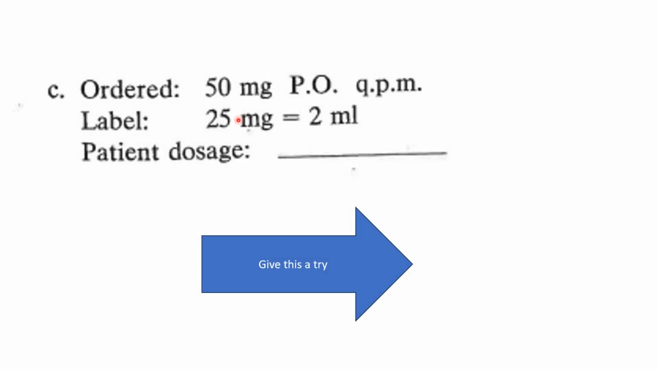Here's another example. The orders are 50 milligrams by mouth, and this is every evening. And the label tells us that it's 25 milligrams of medication per 2 milliliters. So what is the patient dosage? Please give this a try. Let's see how you did.